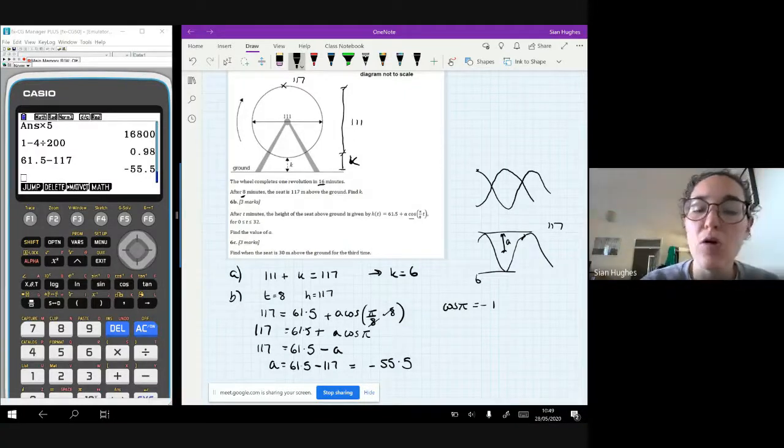So I think it's a lot easier to do this one by just putting the numbers in the equation rather than trying to think of the transformations. And if you did it that way, you could always then check if it worked.